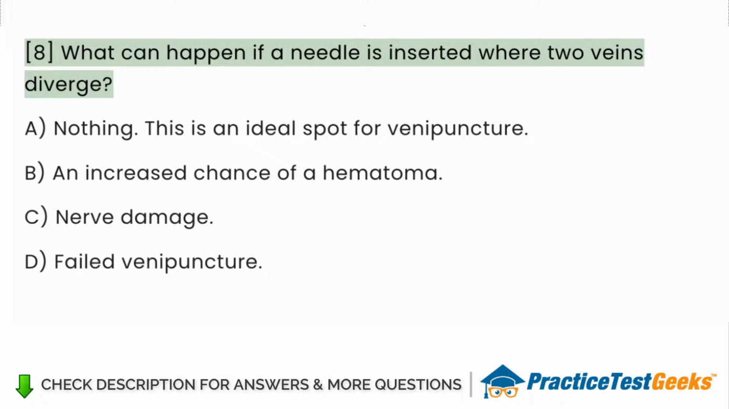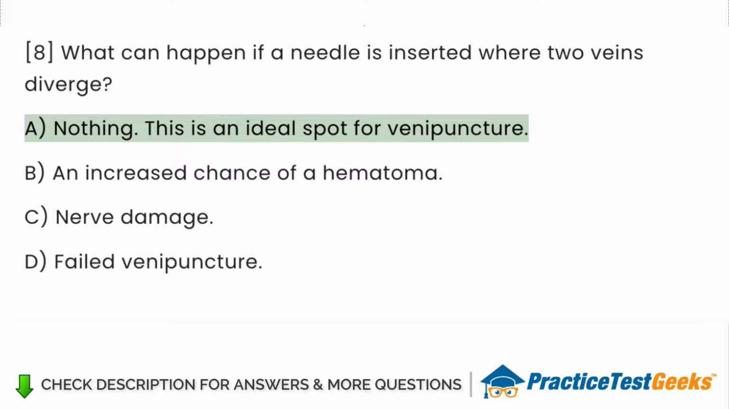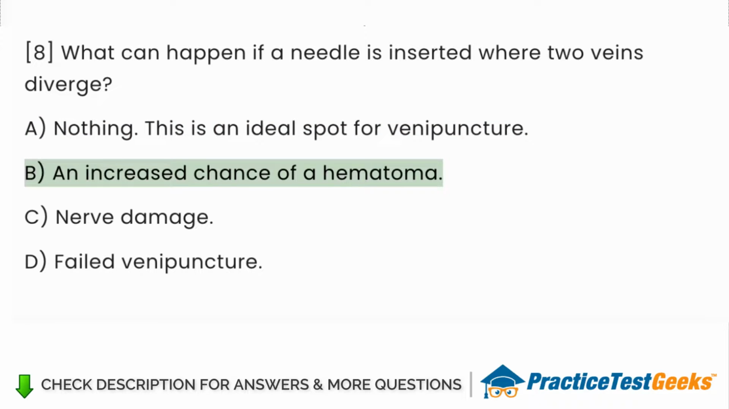What can happen if a needle is inserted where two veins diverge? A. Nothing. This is an ideal spot for venipuncture. B. An increased chance of a hematoma. C. Nerve damage. D. Failed venipuncture.